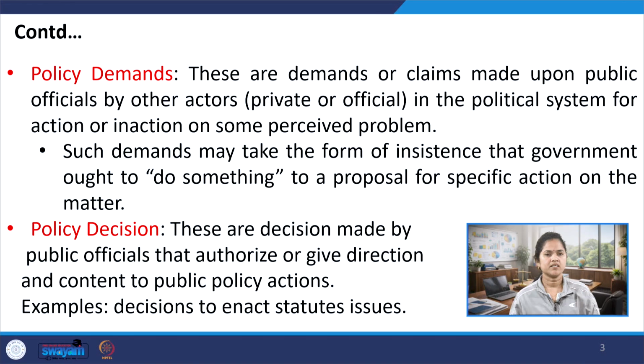And coming to the second aspect of the scope of public policy, that is policy decisions. Once there are claims, requests, and policy demand, then as a result, policy decisions will follow from these policy demands. So policy decisions are nothing but the result of the policy demands. They are reflected in decisions made by public officials, and these public officials authorize or give direction and content to the policy actions. For example, we can take the case of decisions to enact statutes, issuing statutes.